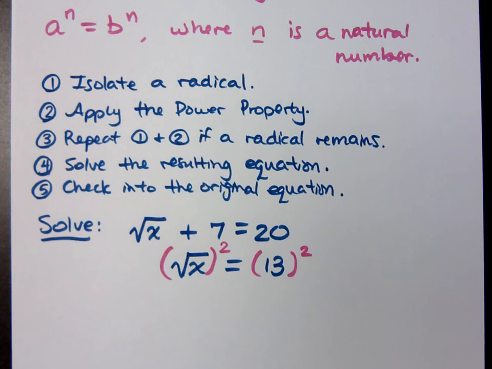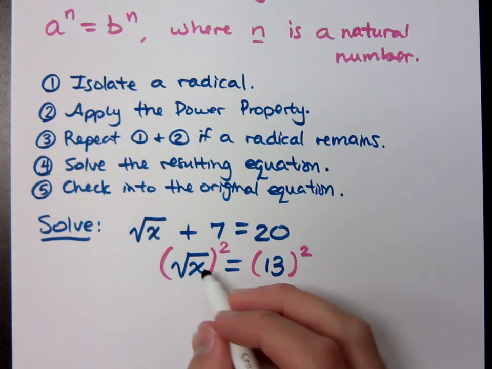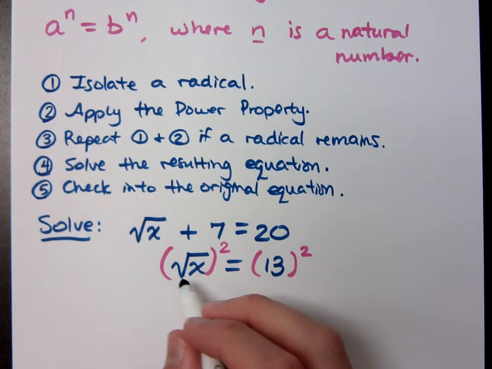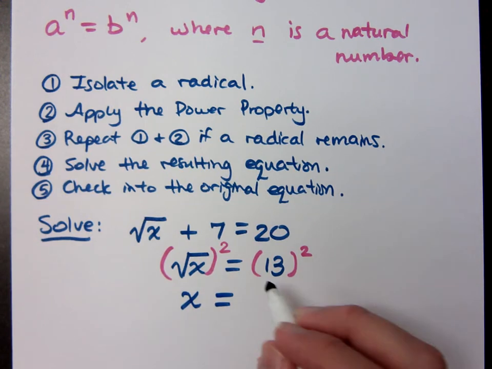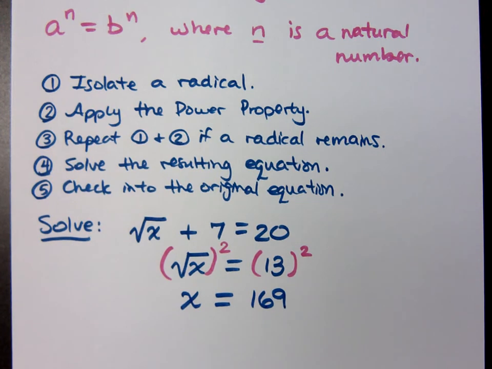So when I square the square root of x, what do I get? x. I get x. On the other side, though, what do you get? 169. Before you box this, though, you have to check. And you have to check into your original equation. Sometimes you come up with answers that aren't true. Remember with rational equations, we had to check against our restricted values? Because sometimes there's a restriction that was built into that with us working it.